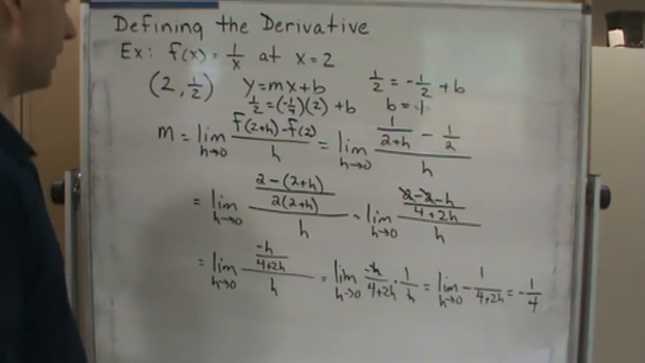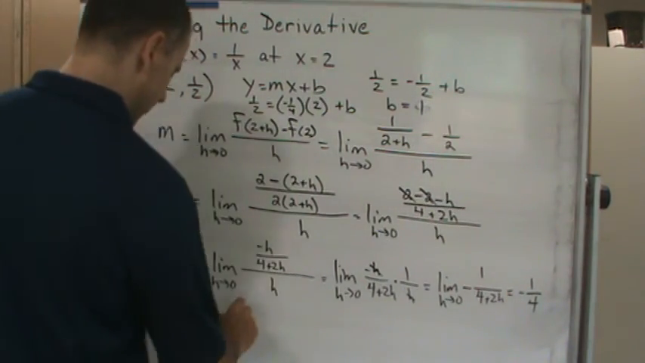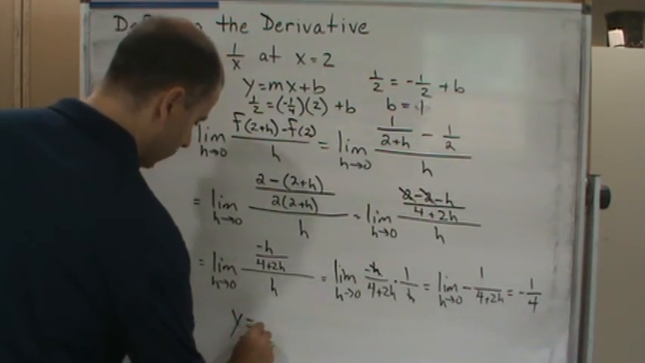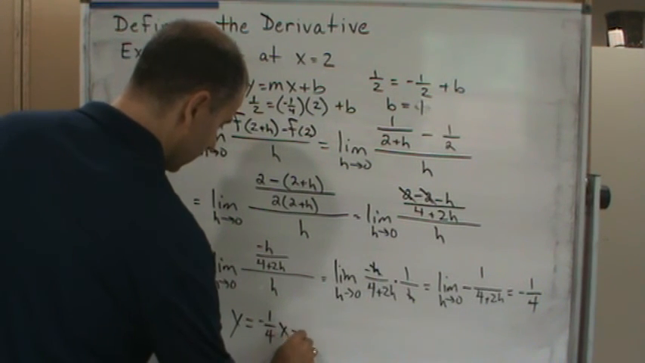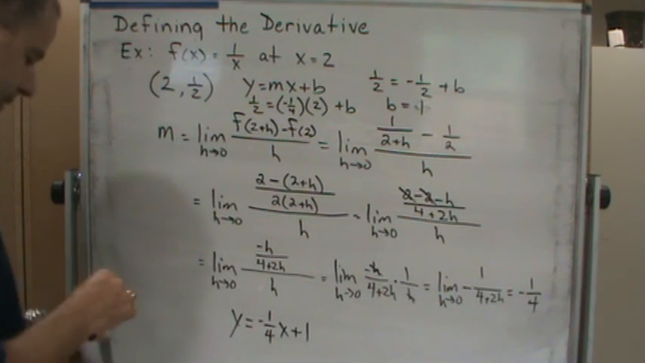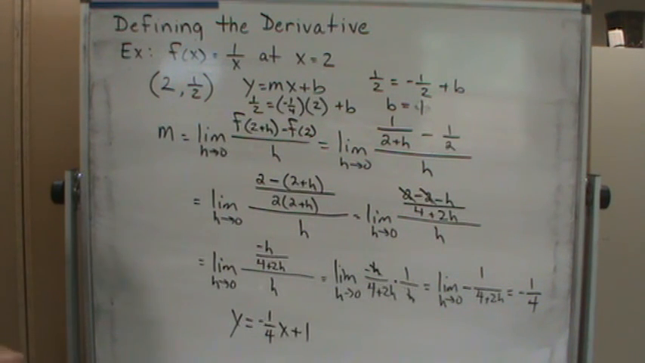So now, what is my end result? I get y equals negative 1/4 x plus 1. And that's the equation of the tangent line that goes through (2, 1/2).